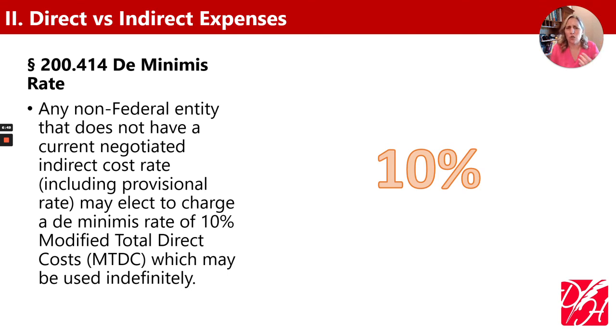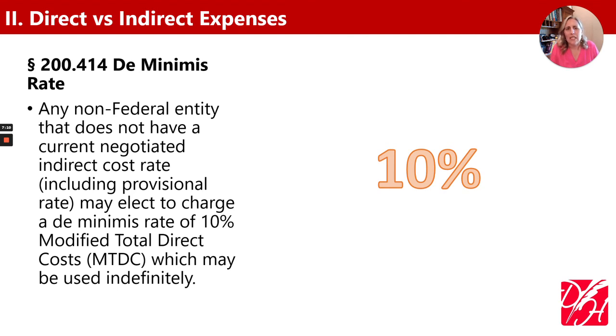What is that? Do we have one? How do I get one? What do we have to do? There is something called the de minimis rate that went into effect in the late 2010s that was really a win for nonprofits of all shapes and sizes.